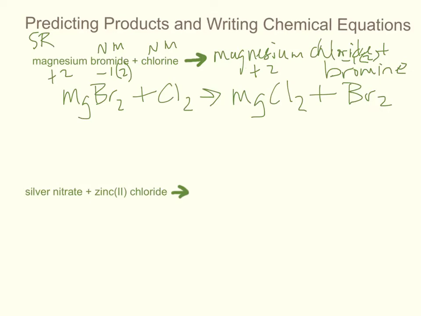Alright, so here we have 2 compounds. We've got silver nitrate and zinc chloride, 2 different compounds. And we know when we have 2 compounds on the reactant side, we're looking at a double replacement or double displacement reaction. So double replacement here. Alright, so let's work on our product.